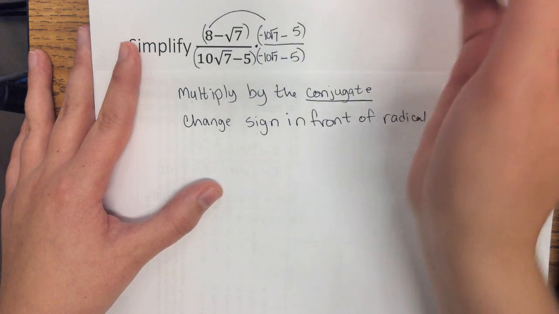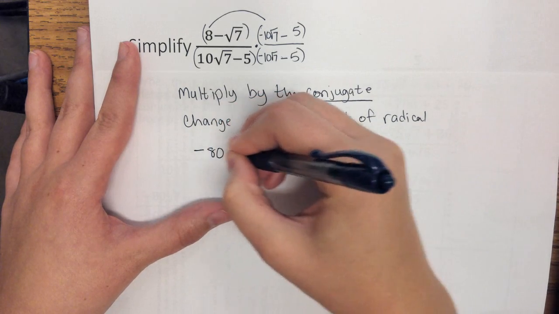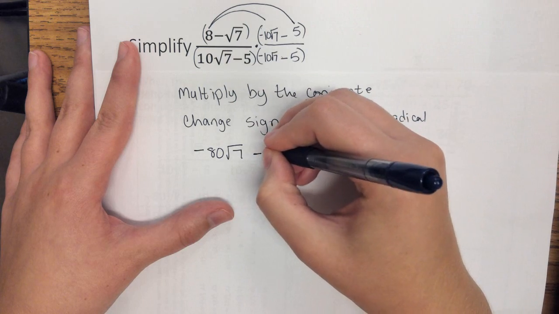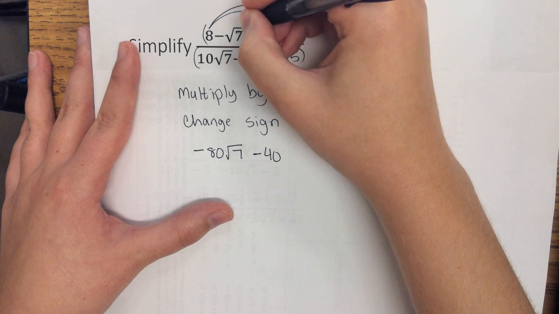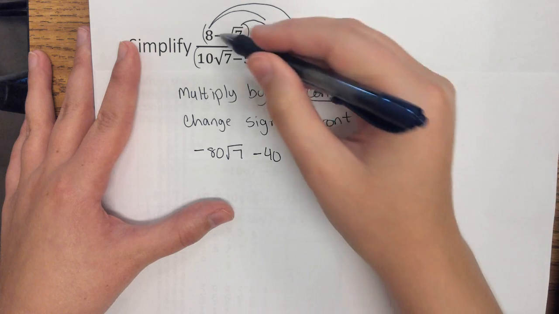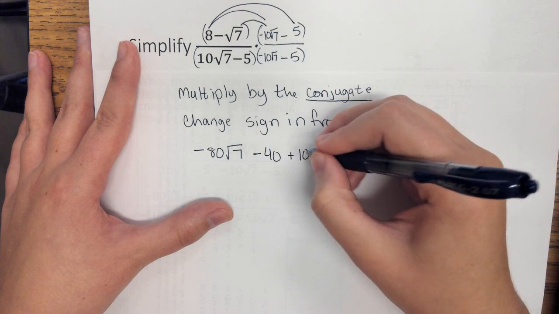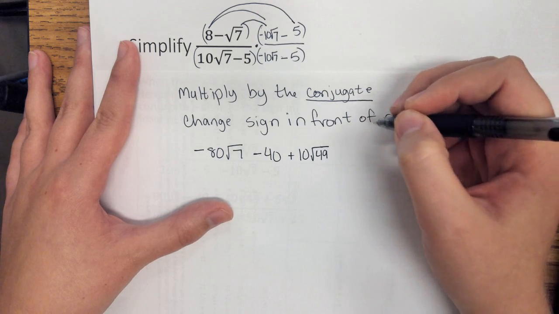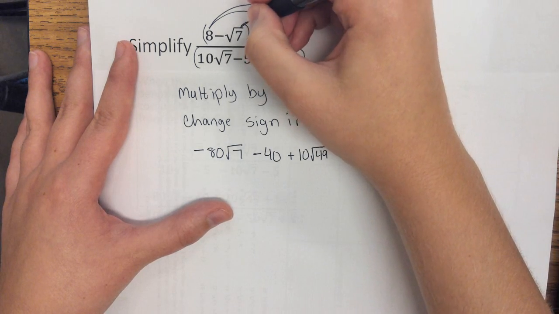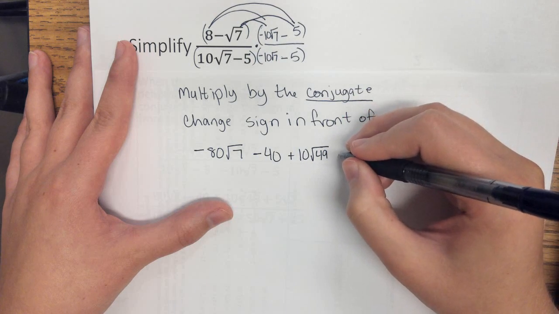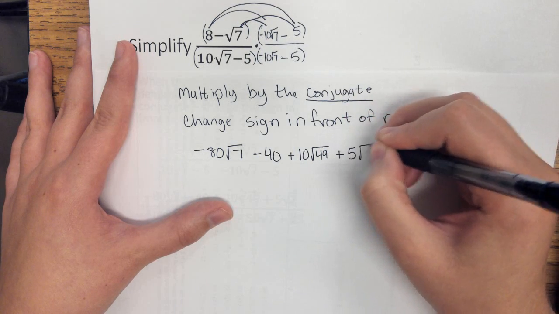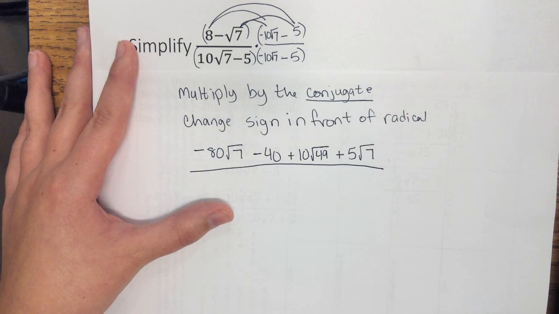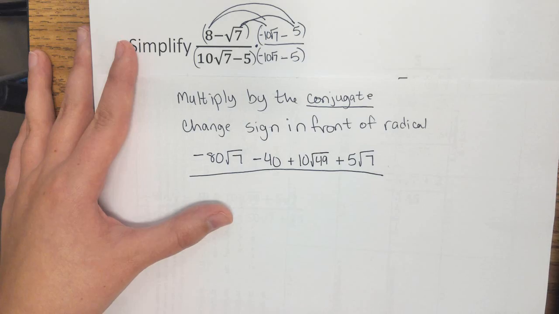So 8 times negative 10 square root of 7 is negative 80 square root of 7. 8 times negative 5 is negative 40. Negative 7 times negative 10 square root of 7, well, a negative times a negative becomes a plus 10. 7 times 7 is 49 under the square root. You can simplify that now, or you can come back to it later. Negative square root of 5 times negative 5 is plus 5 square root of 7. So that takes care of the top. We'll simplify all that in a minute. I just want to get the multiplying out of the way.